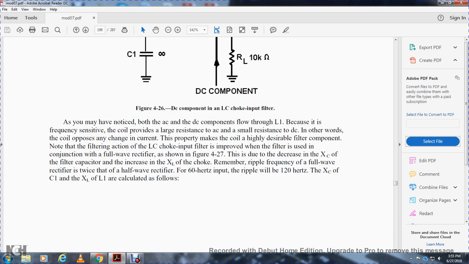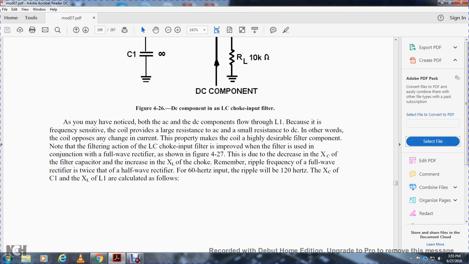As you have noticed, both the AC and DC components flow through the inductor L1. Because of its frequency sensitivity, the coil provides the larger resistance to AC and the smallest resistance to DC. In other words, the coil opposes any change of current, a property that makes the coil a highly desirable filter component. Note that the filter action of the LC choke input filter is improved with the full wave rectifier shown in Figure 4-27.